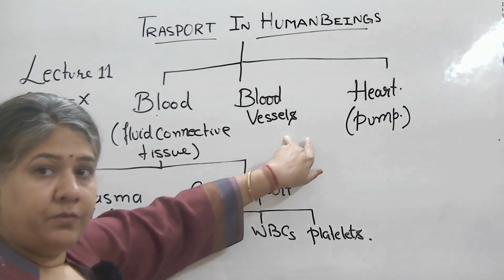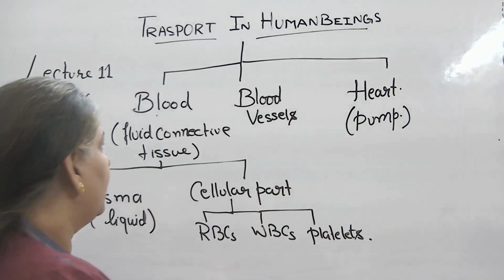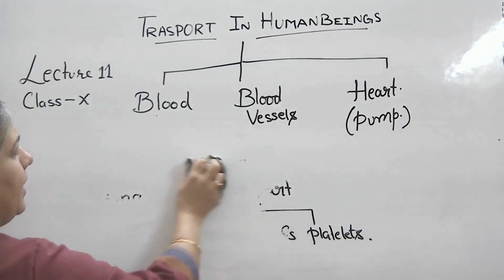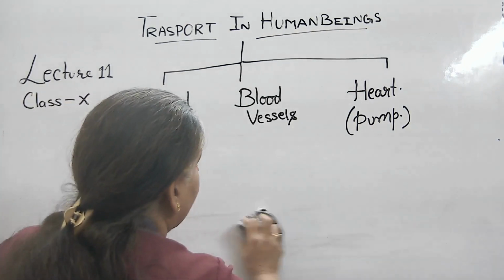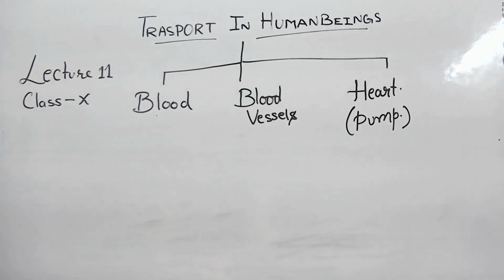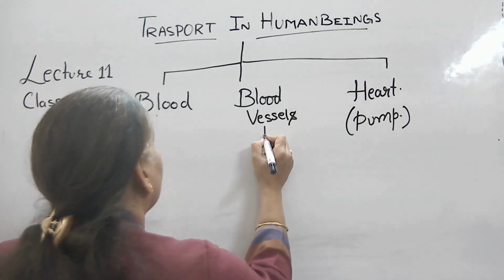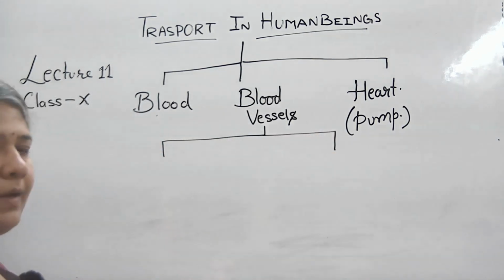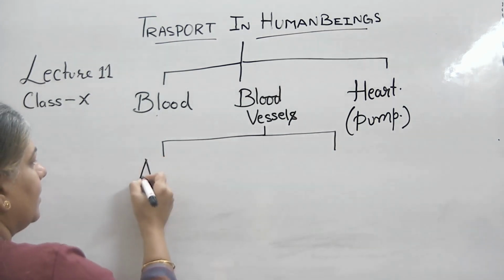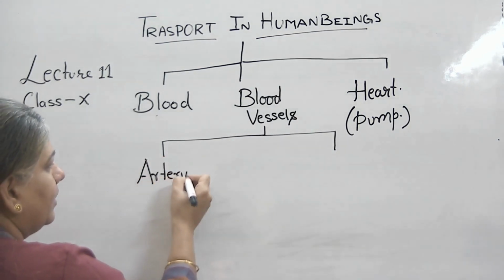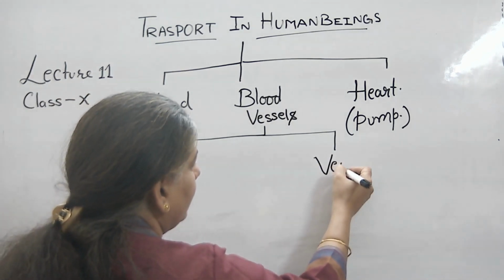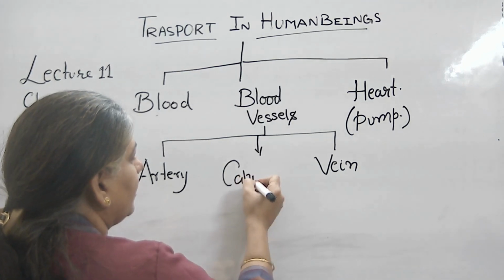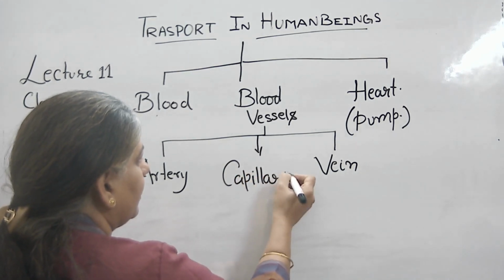Okay, the vessel part consists of two major vessels, that are arteries and veins. Or we may say three: arteries, veins and capillaries. Artery, vein, capillaries.